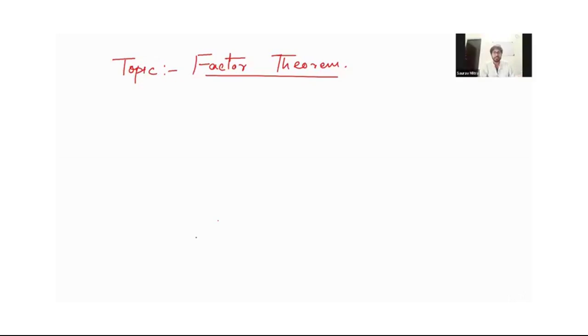Today's topic for the session is factor theorem. Today we will discuss some questions related to the factor theorem and its concept. So let's start the session.